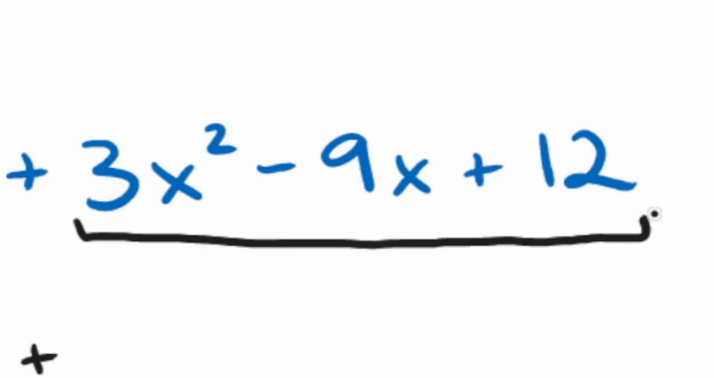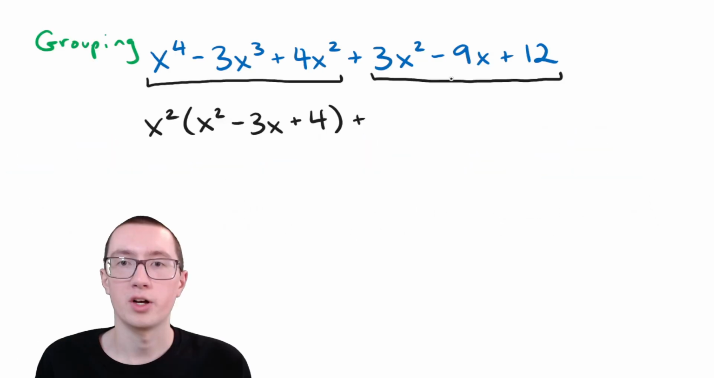And what GCF can we take out of this group? Well, we can't take out any amount of x's, because this doesn't even have an x over here. But we can take out a number. These can all be divided by 3. 3 is 3 times 1. 9 is 3 times 3. And 12 is 3 times 4. So we can take out a 3 out of each of these.